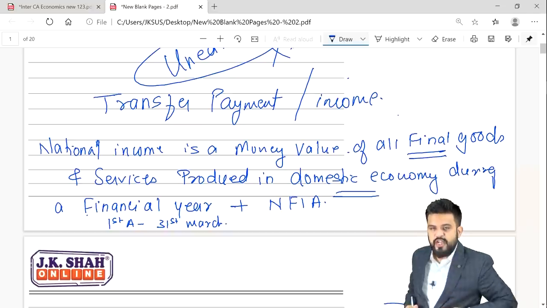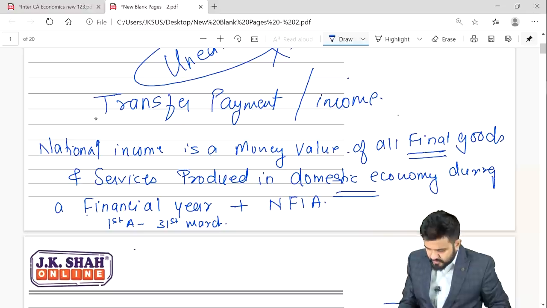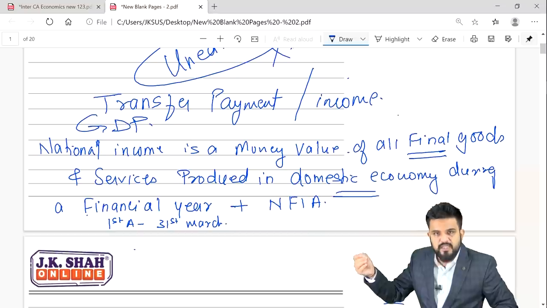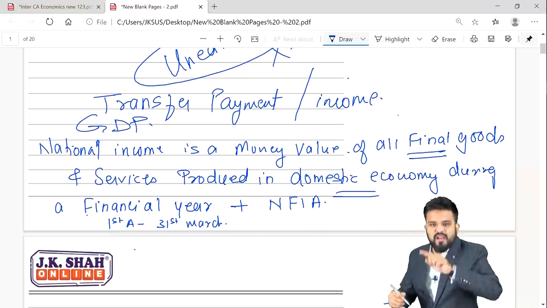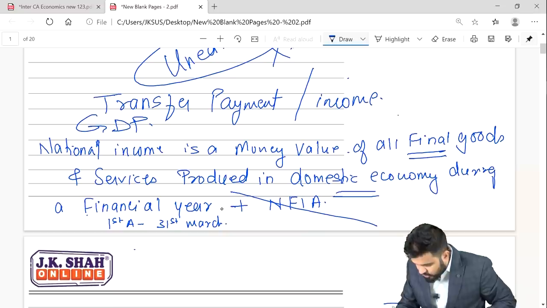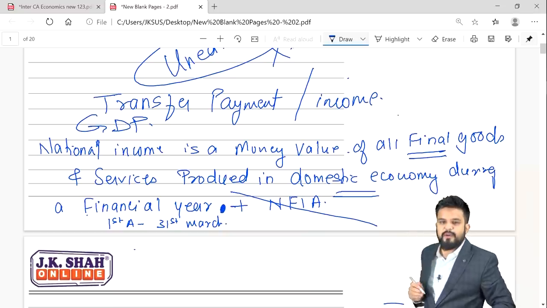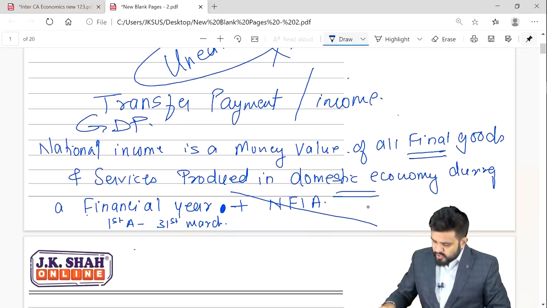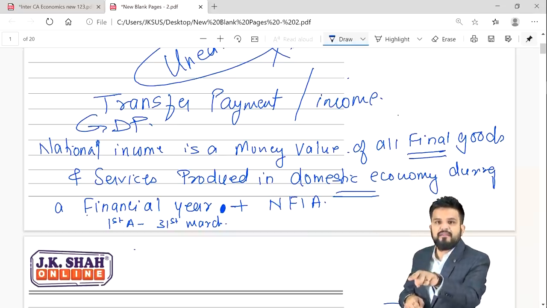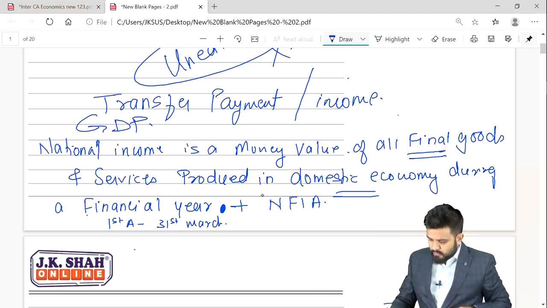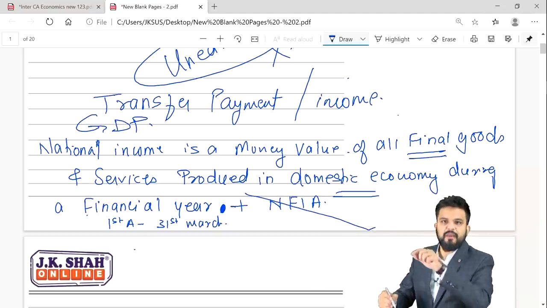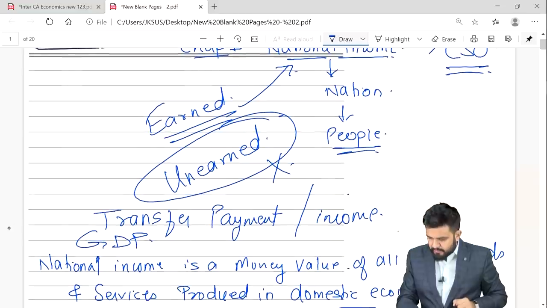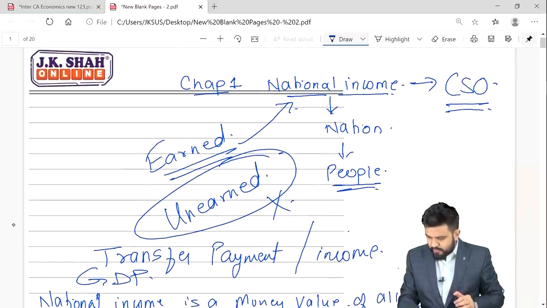So the GDP definition goes like this. GDP is the money value of all final goods and services produced in domestic territory during a financial year, full stop. If I put a full stop, then it becomes gross domestic product. But students, the moment I add NFIA, national income. The moment I remove NFIA, GDP. So this was a very basic meaning of what is GDP, what is national income.